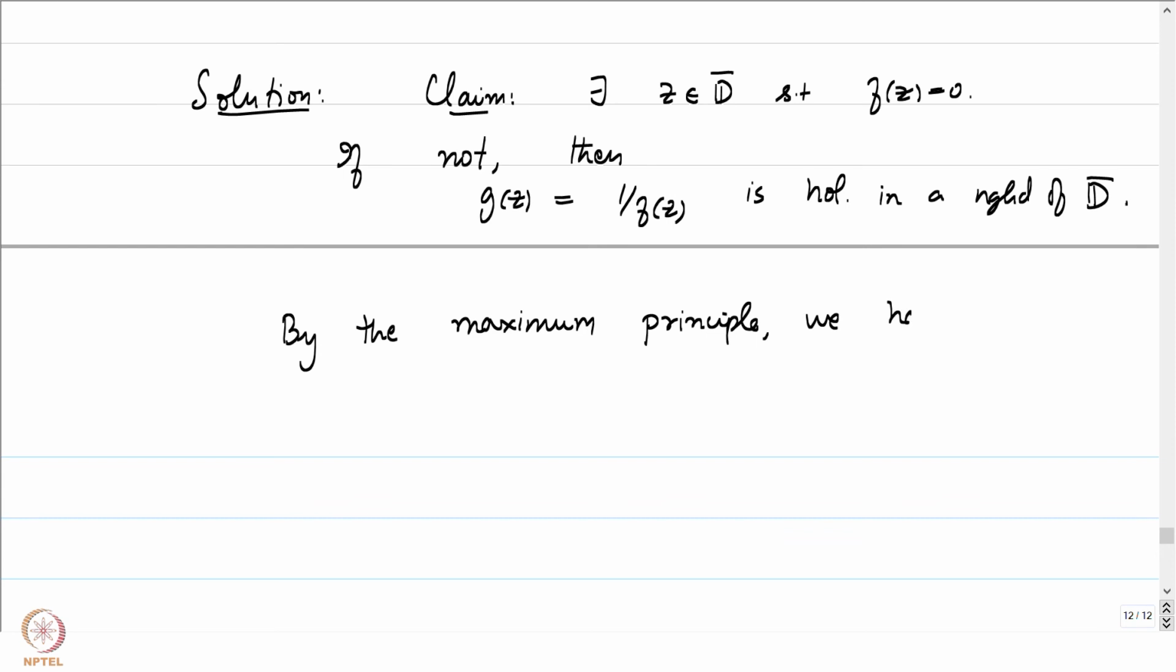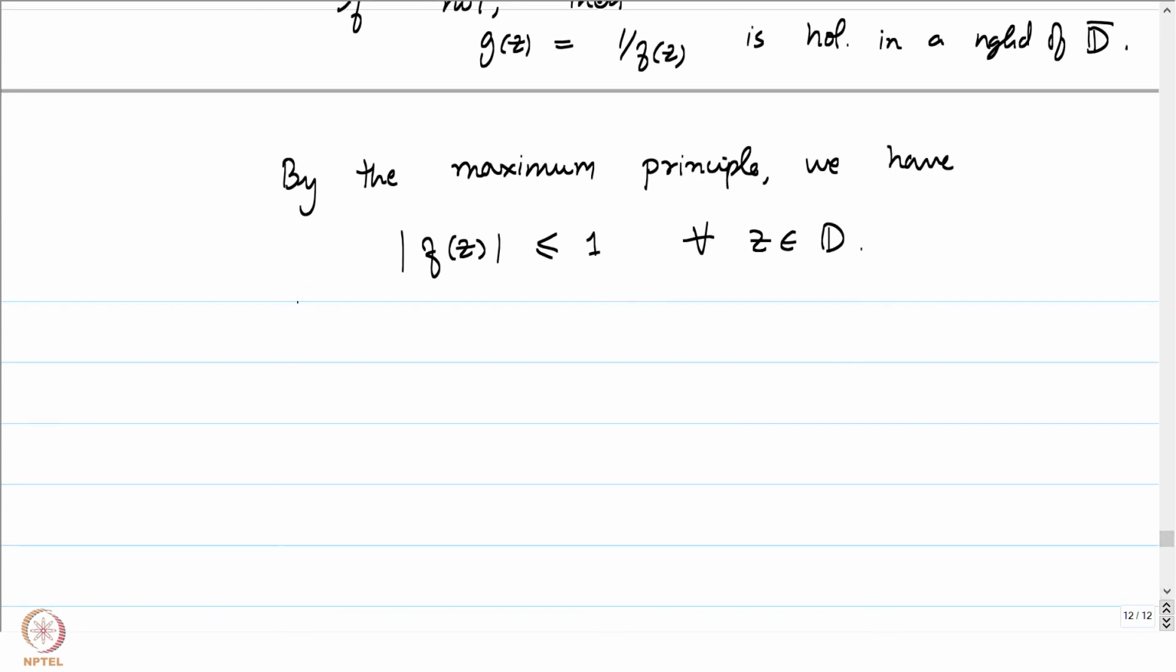we have absolute value of f of z is less than or equal to 1 for all z in the unit disk. Because the absolute value is less than or equal to 1 on the unit circle, everywhere in the interior the absolute value is less than or equal to 1.